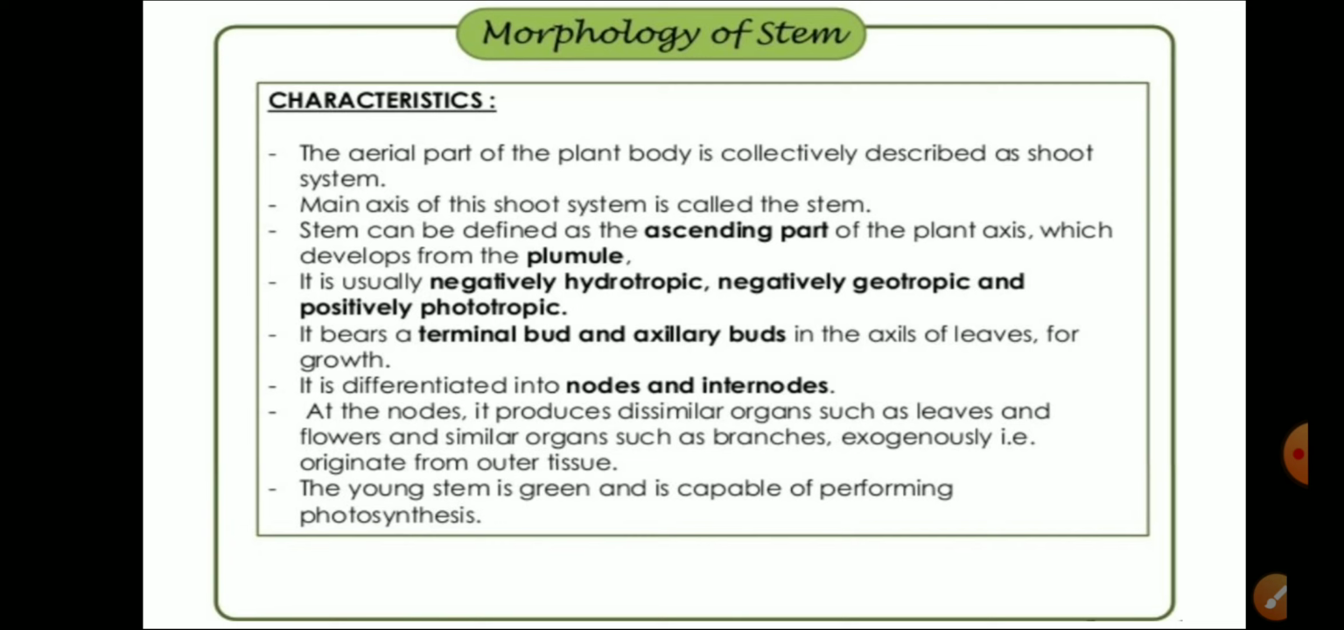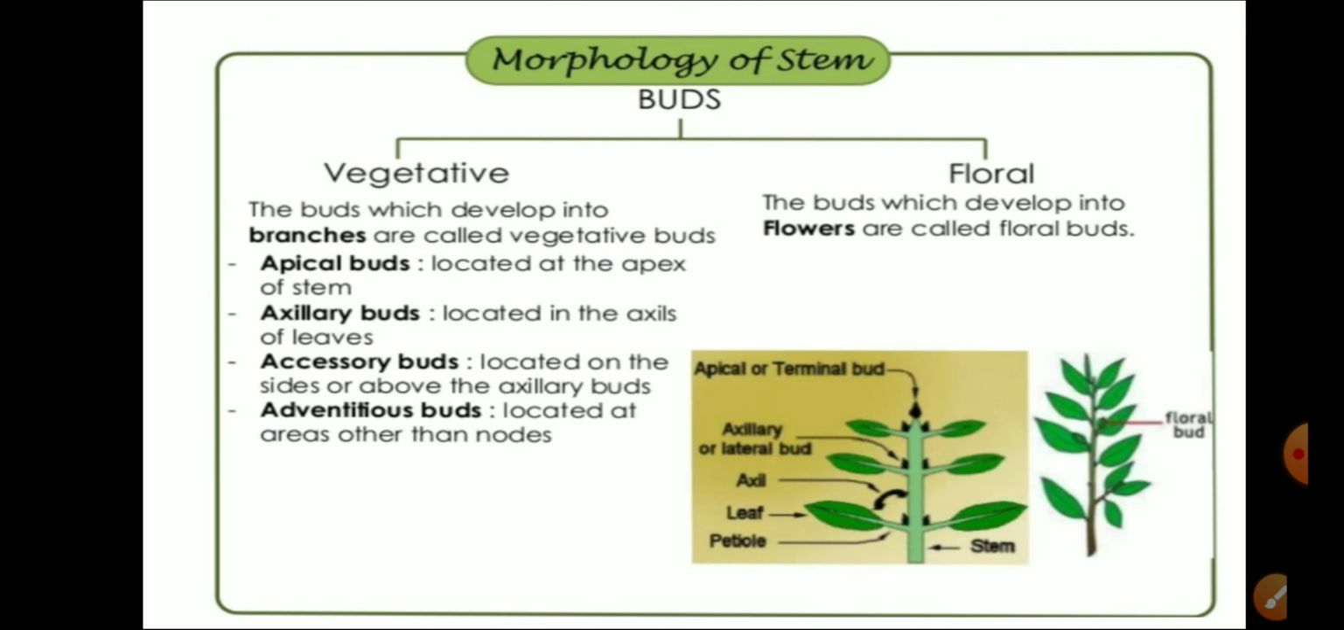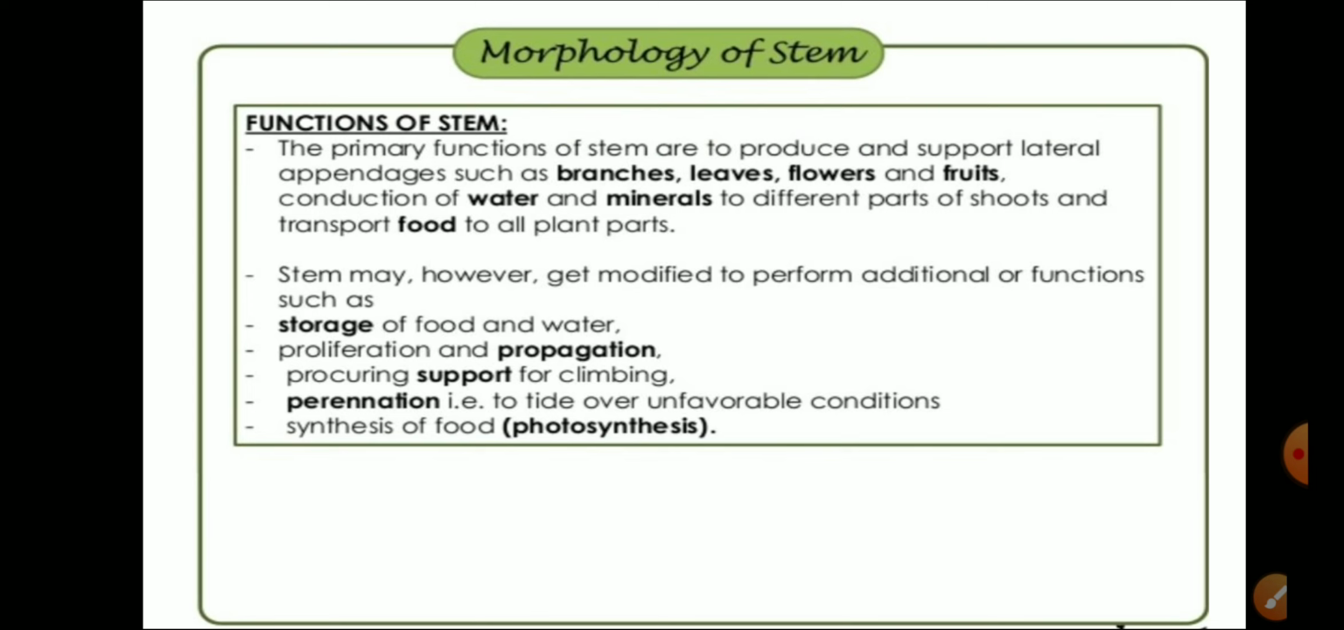It bears a terminal bud and axillary buds and is differentiated into nodes and internodes. We have different types of buds: vegetative buds and floral buds. The buds which develop from the branches are vegetative. The buds which develop from flowers are floral buds. These vegetative buds are further apical, axillary, accessory, and adventitious.